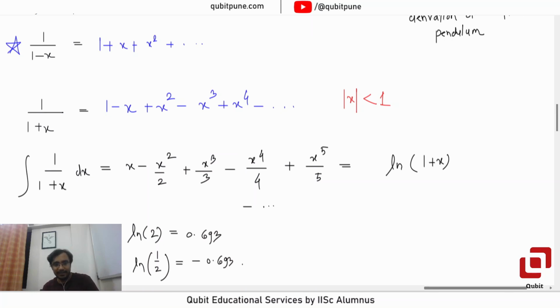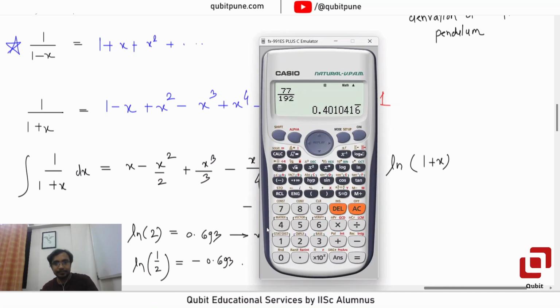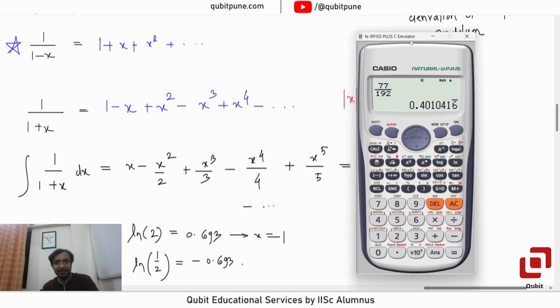I think we can also find ln 2 from that. Here I should have taken x as 1. Let's see if taking x equal to 1 works. It's even easier now: 1 minus 1 upon 2 plus 1 upon 3 minus 1 upon 4 and so on. That gives 7 by 12, which is 0.583. So if we consider a few more terms, it will get closer and closer to 0.693.